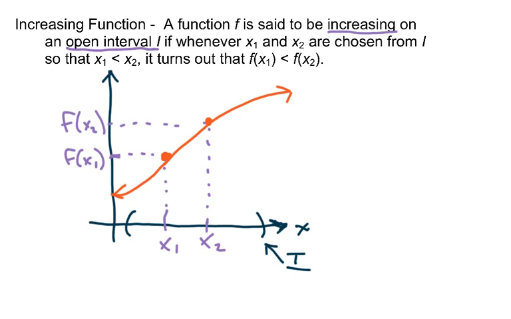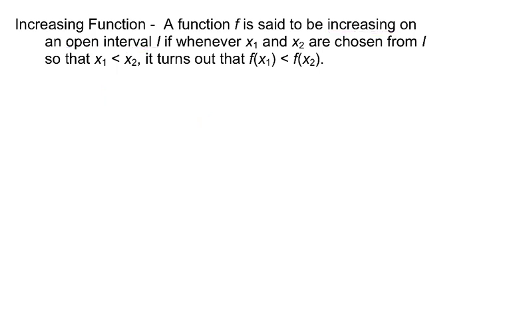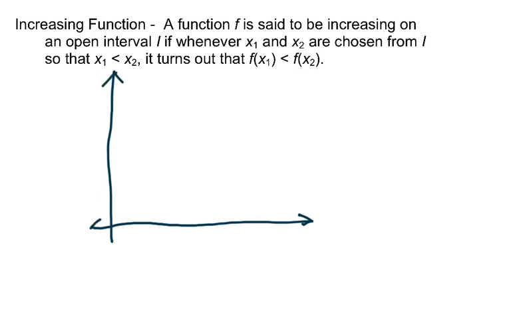Now this has to be wherever you pick x1 and x2. So let me show a different picture. I'm going to basically draw a similar graph, but just show you that no matter where you pick x1 and x2, as long as x1 is on the left, f of x1 has to be smaller. So let's say my interval goes from here to here. This is my open interval, and again my graph maybe looks something like that.